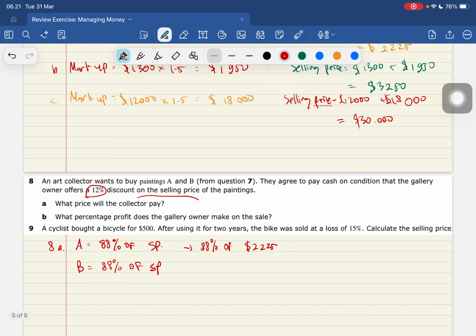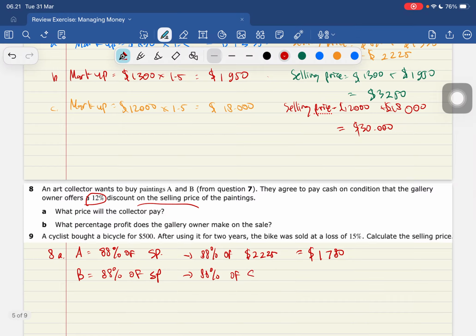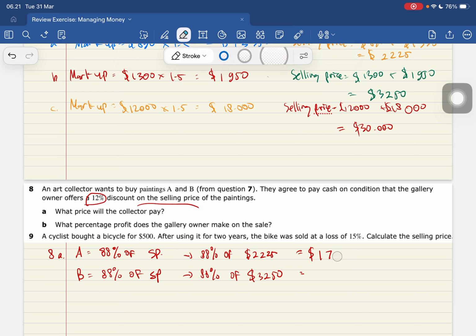So here is $1,780. Next, 88% of the selling price of B, which is 3,250. So you can find it at 80%. It's not 80, 88. My mistake. So 88% of 225.